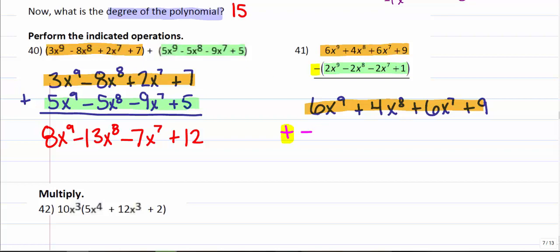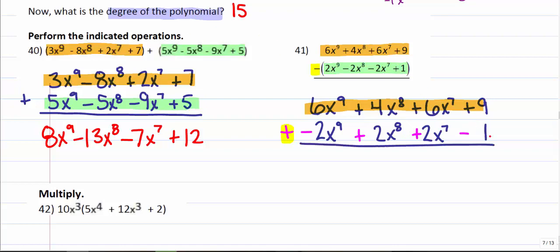So that's going to now be negative 2x to the 9th, positive 2x to the 8th, positive 2x to the 7th, and then minus, or negative, 1. Because again, over here we were adding, and so I want to be adding.